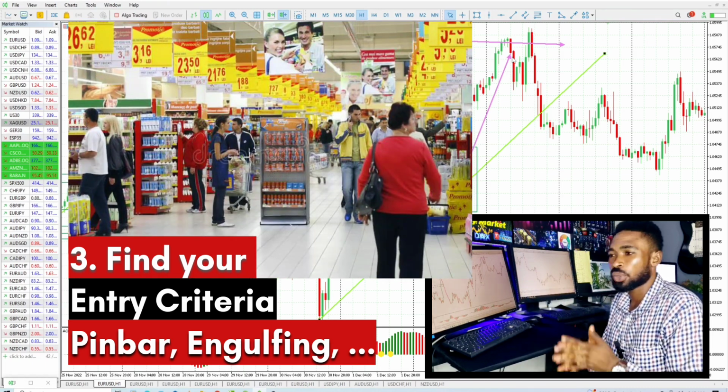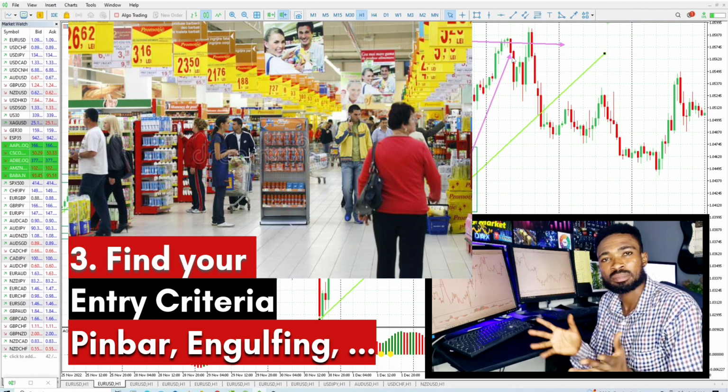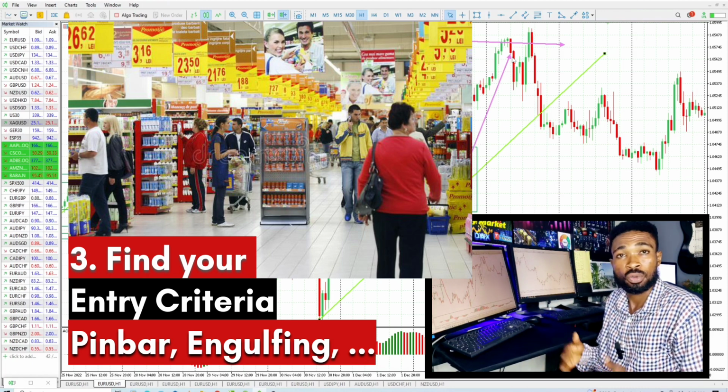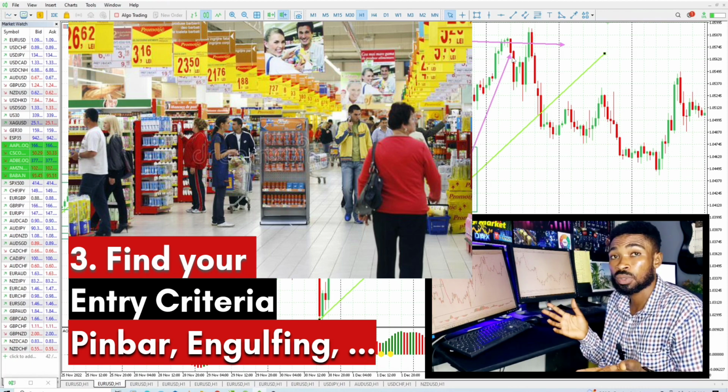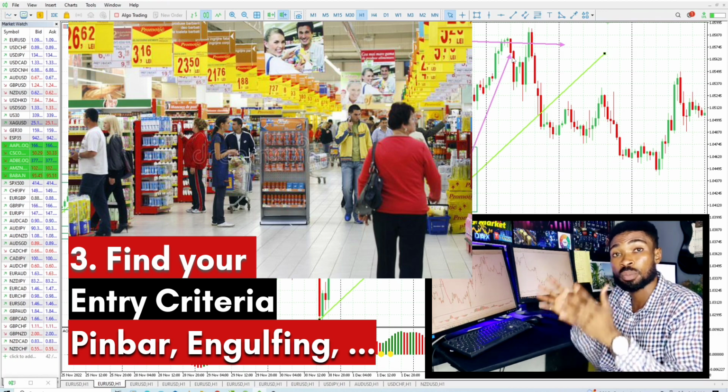Let's say you enter a shop, right? You enter a mall or a supermarket, you want to buy something. And you know what you're searching for. You just go buy it and come out, right? It's very simple. But if you don't know what you're searching for, you keep roaming and roaming around the supermarket.